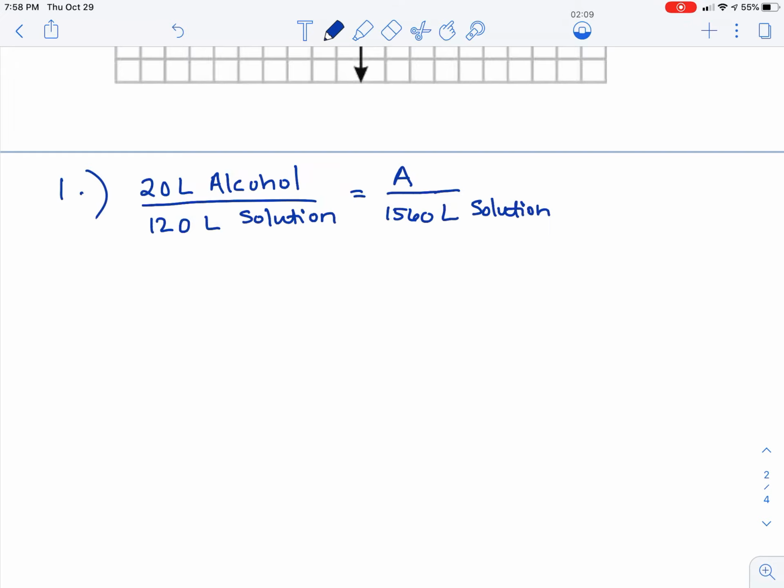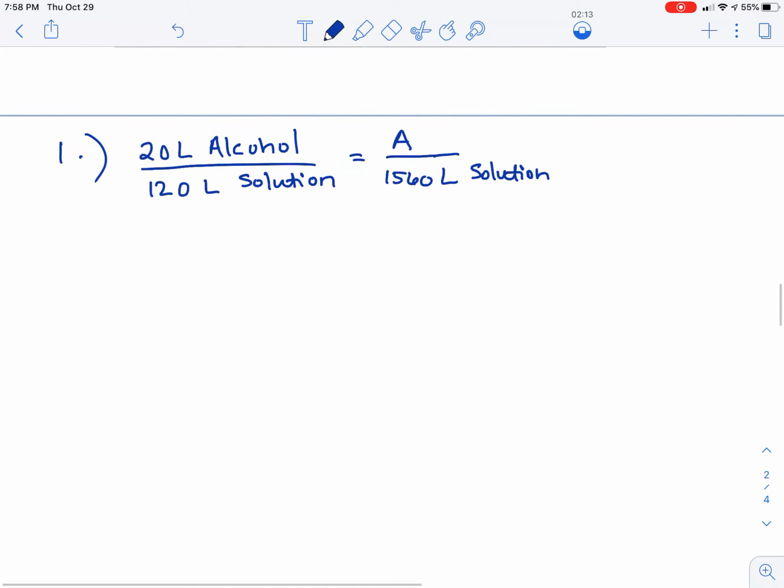That's a proportion because one is set up in direct proportion to the other. So let me simplify this down so you can see what it's going to look like. We have 20 over 120 equals A over 1,560. Excuse me. We can do cross products here. I wanted to see what I did here. Yeah, that is what I did. Okay. Scared myself for just a moment.